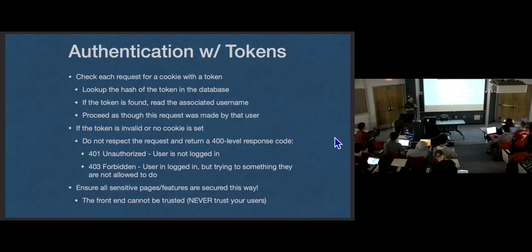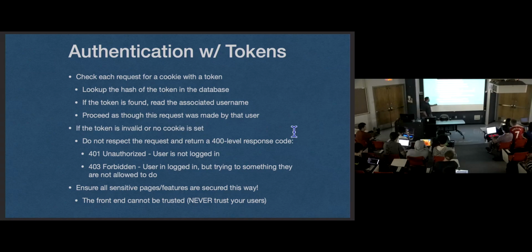If it does, I kind of just walked through this one, we look up the username associated with that token, and that request is from that user. According to our server, that request came from that user, period. That's how our server is going to do it. Now, it might be a compromised token, but our server will treat that request as coming from that user.